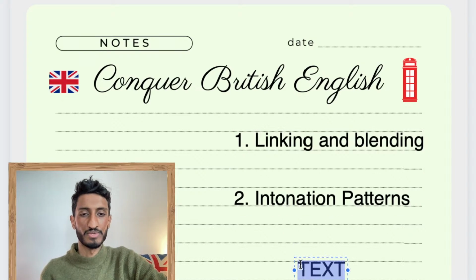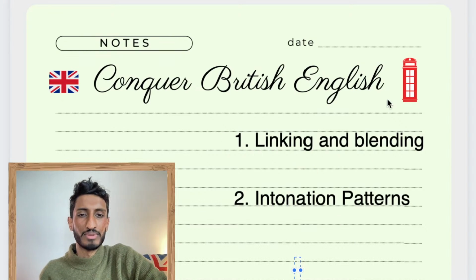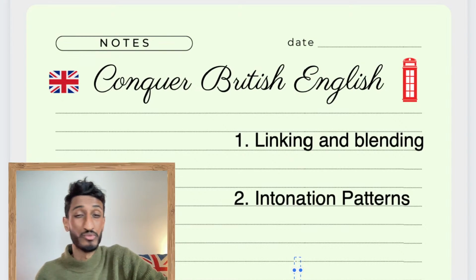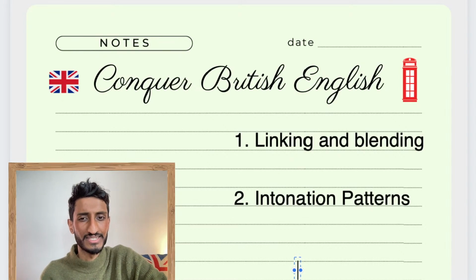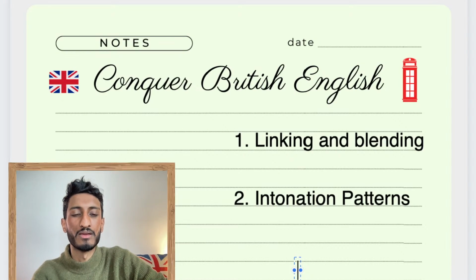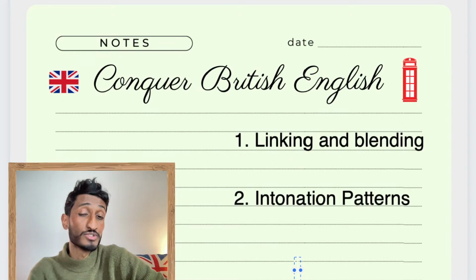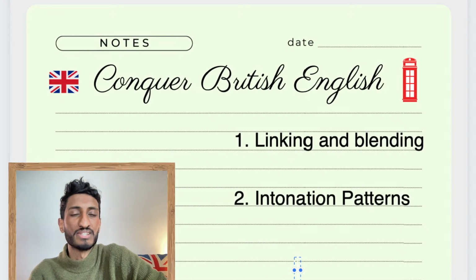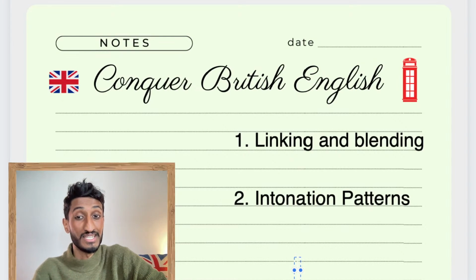All right, so I want to share a few top tips with you. Linking and blending is essentially a way to merge different words and link parts of the sentence together for it to have a better flow when you're speaking, and you will sound a lot clearer. Also, you can sound a lot more like a native when certain words are blended together. So let's go through a few examples.